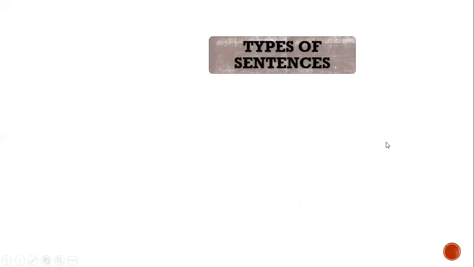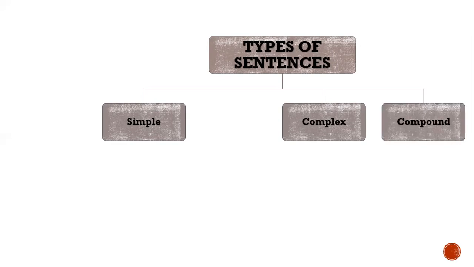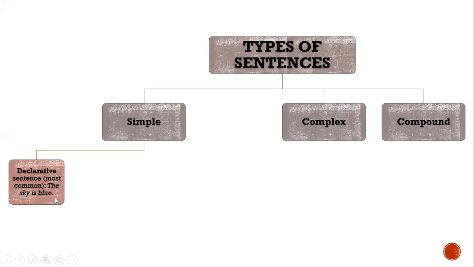Okay, the next one, types of sentences. We have the simple sentence, the complex sentence, and the compound sentence. Okay, for simple sentences, we have the declarative sentence, which is the most common type of sentence, where it ends with a full stop. For example, the sky is blue. Okay, so it only has one idea and it ends with a full stop. The next is interrogative sentence. So this is a question. Interrogative means a question. Example, why is the sky blue?